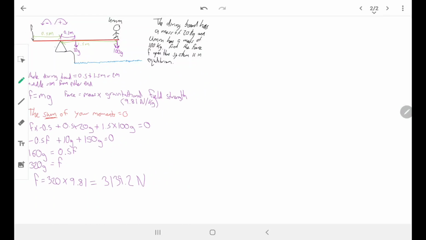So you look at your moments, and the sum of your moments equals 0. Then we work out each of our moments, add them together, and that equals 0. You can say this way is negative and this way is positive, and then downwards being negative, up being positive, or a different way round. As long as you define which way is which, you should get the same value. Okay.